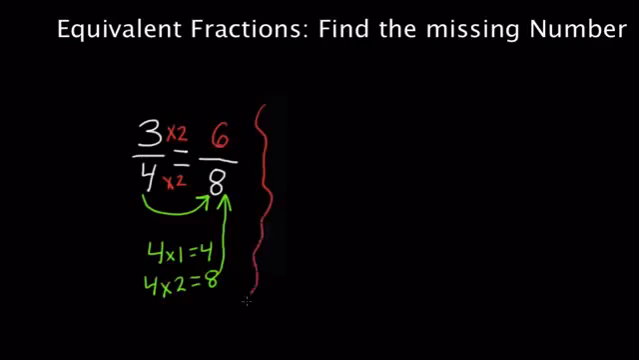I'm going to draw a line in the middle here, and now we're going to look at the right part of our screen. Here's the next one. I have 2/5, and it is equal to 4 over a blank number, which is a missing denominator.